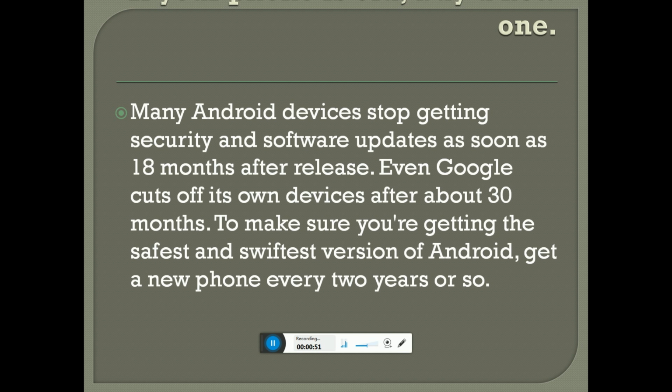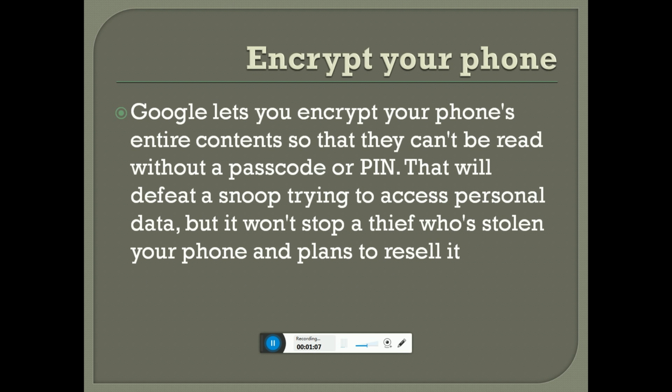Many Android devices stop getting security and software updates as soon as 18 months after release, even Google's. After about 30 months, make sure you are getting the latest and safest version of Android. Get a new phone every 2 years.